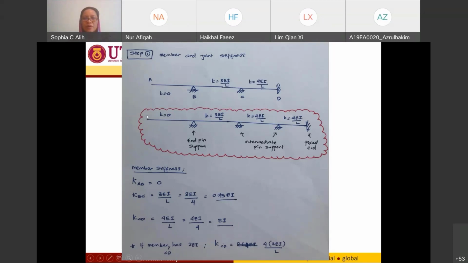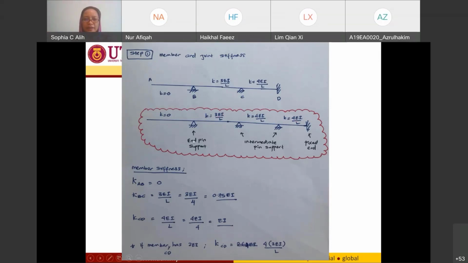I repeat, if one part of the member is a cantilever, then K equals 0. If it is supported at one end with an end pin or end roller, then it is going to be 3EI over L. And if it is supported by both intermediate pin supports, then it's going to be 4EI over L. And if one end is fixed, then it's going to be 4EI over L. So you actually have only two equations to remember: one is 4EI and the other is 3EI, or there is no stiffness at all.